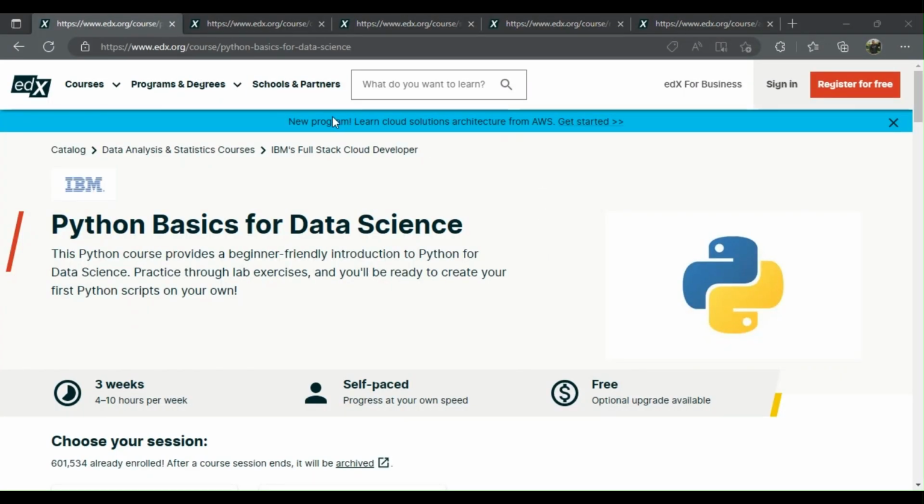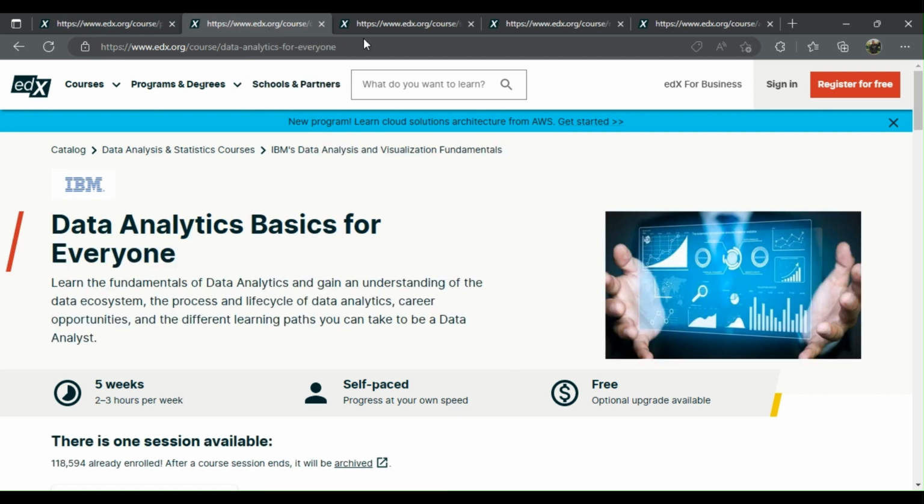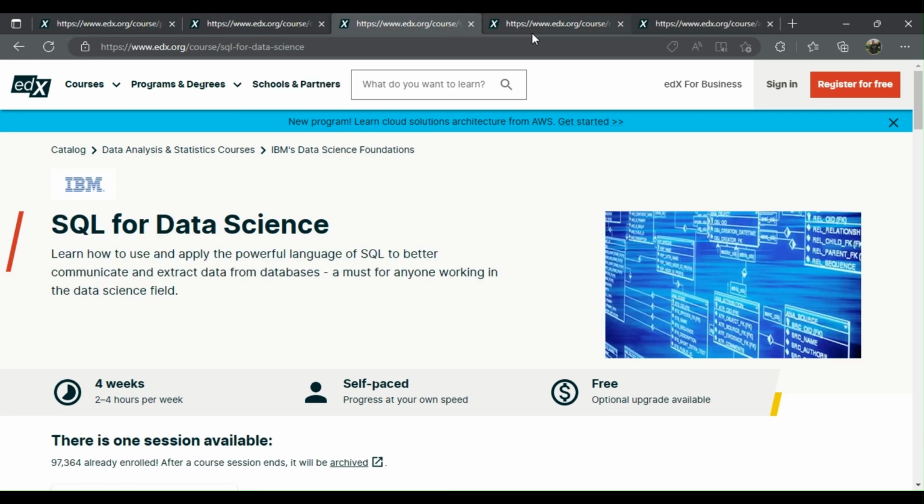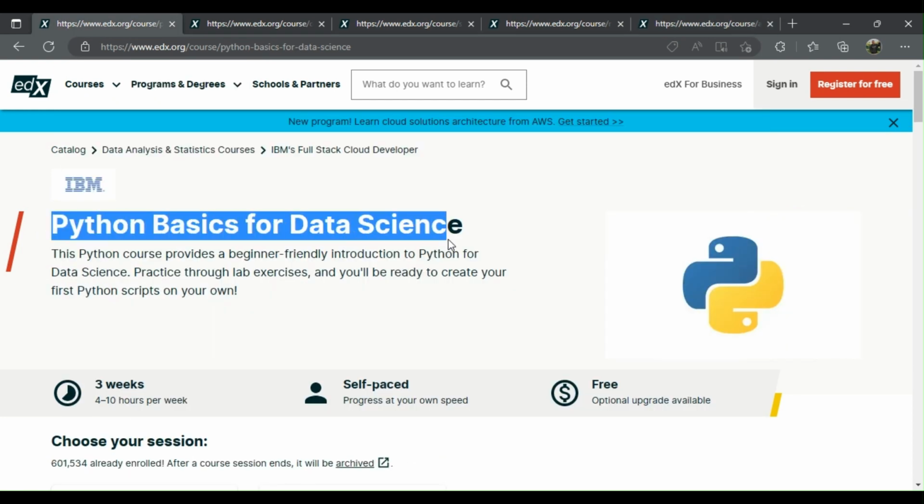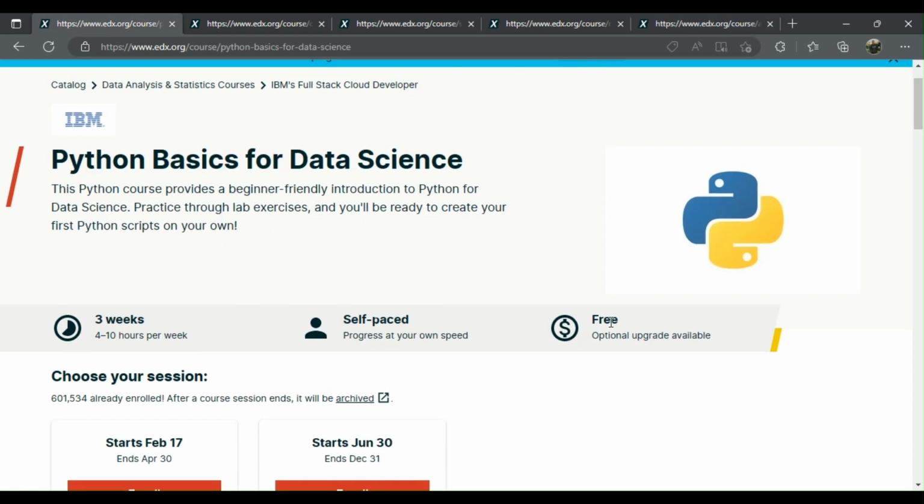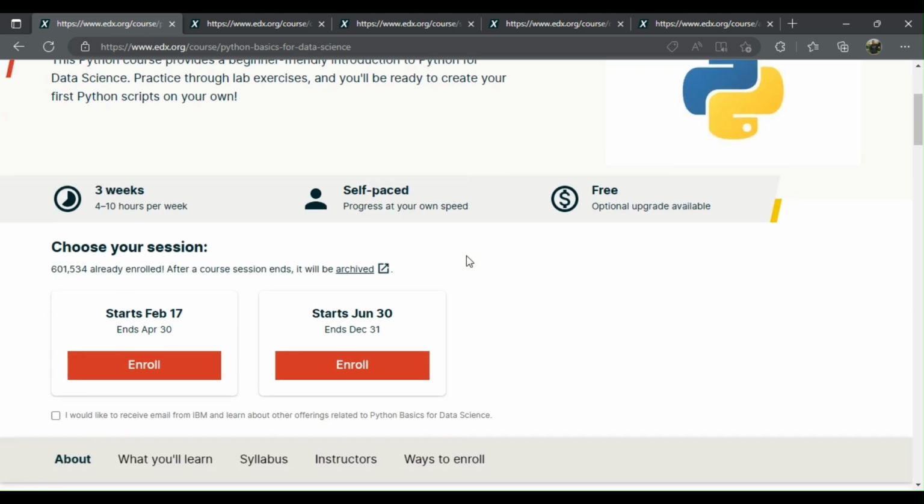IBM offers free online courses in data science. Here are 5 free courses you don't want to miss. 1. Python Basics for Data Science. This course is a great entry point to Python for data science.